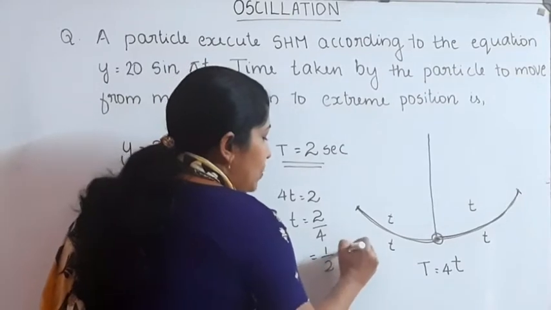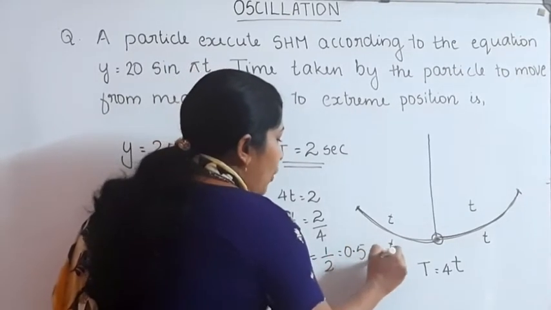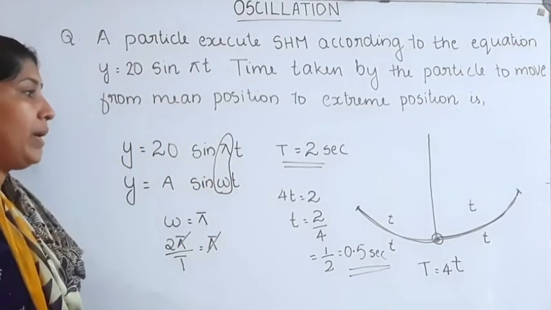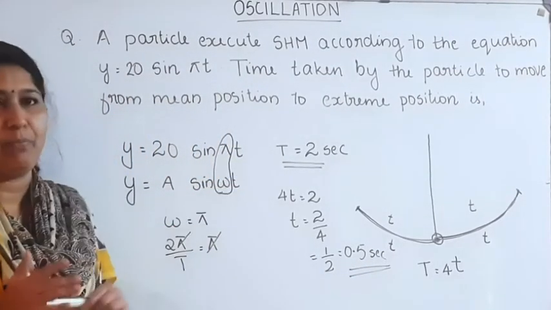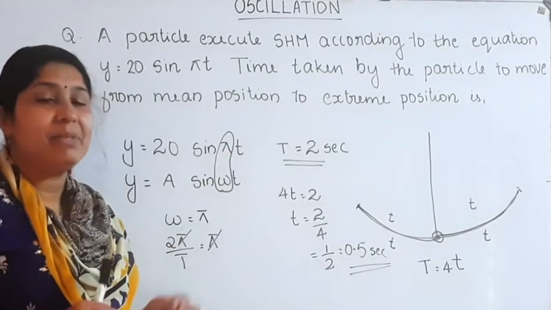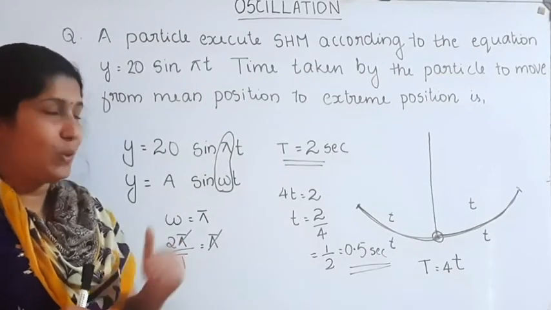1 by 2 is equal to 0.5. Okay, 0.5 second is the time taken by the particle to move from the mean position to extreme position. Here, what about the time period? Time period is the time taken by the particle to complete one oscillation.